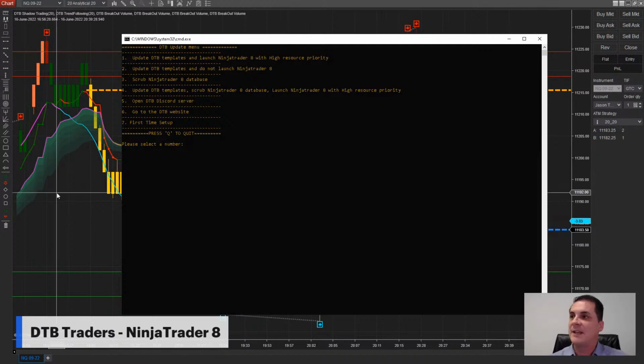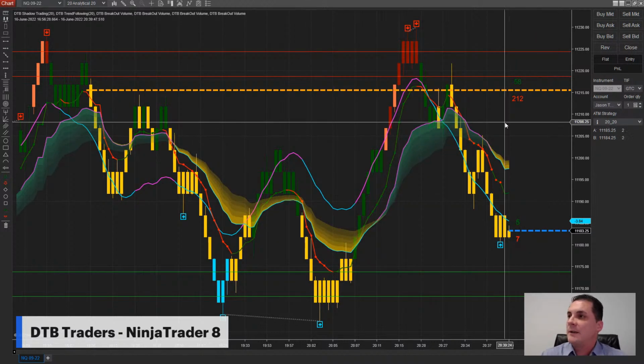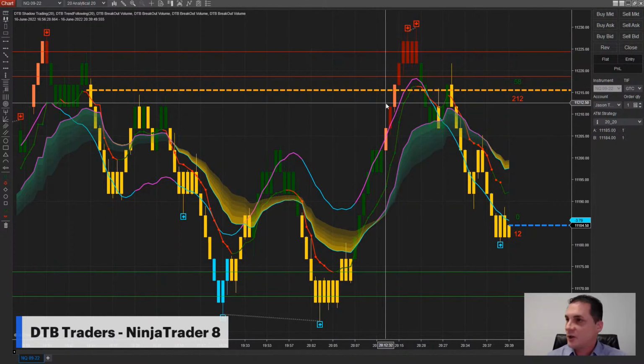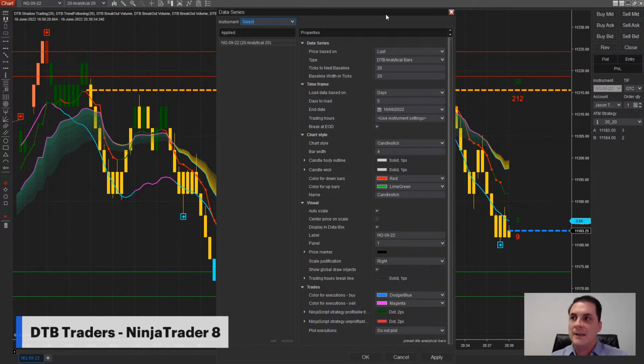So this script is specifically designed to update all the templates for the DTB system, but it's also designed to launch NinjaTrader in a high priority. So that just gives NinjaTrader preference over your system resources, which is very handy. So with that script run, you're able to open up a chart. So we're looking specifically at a DTB analytical bars chart.